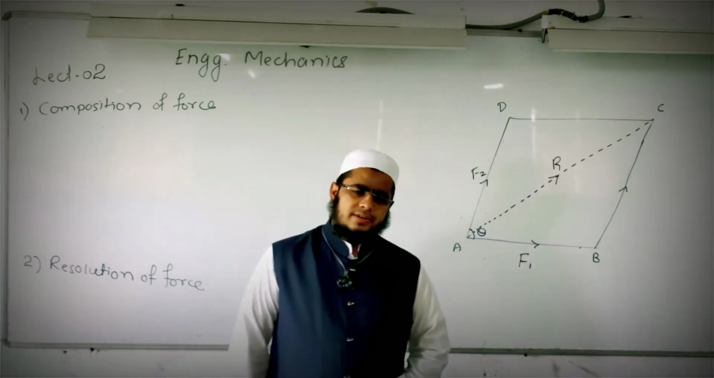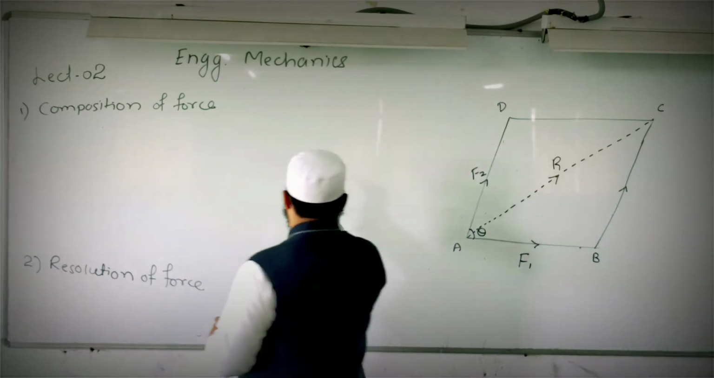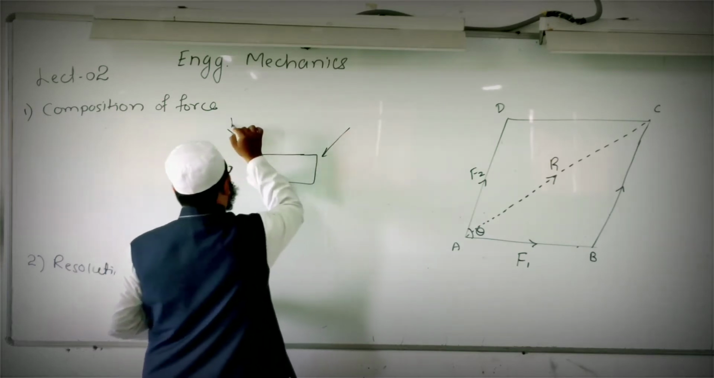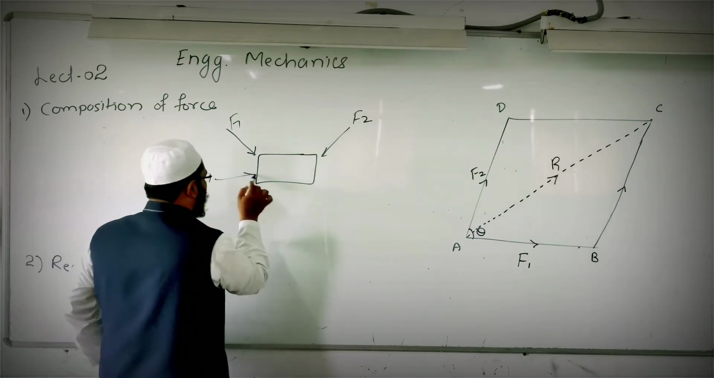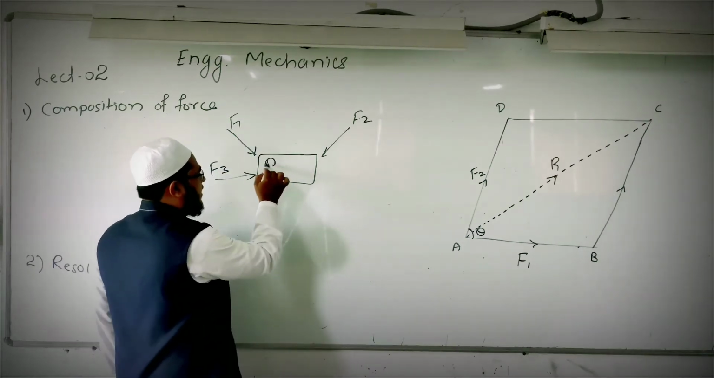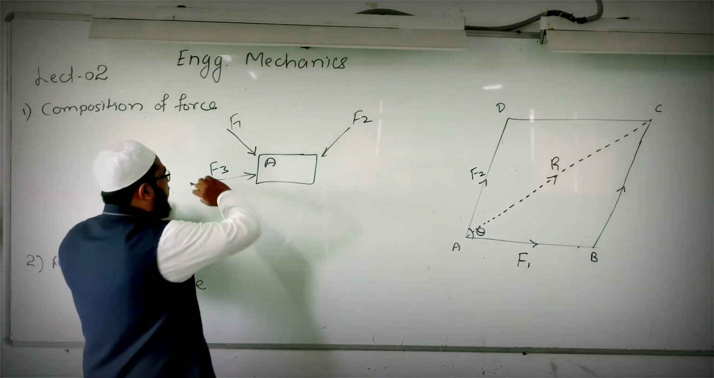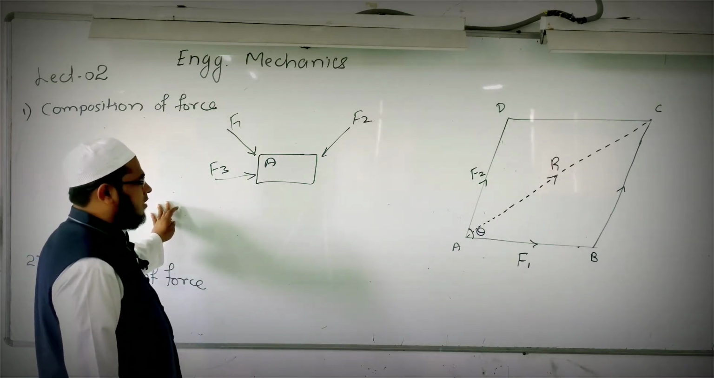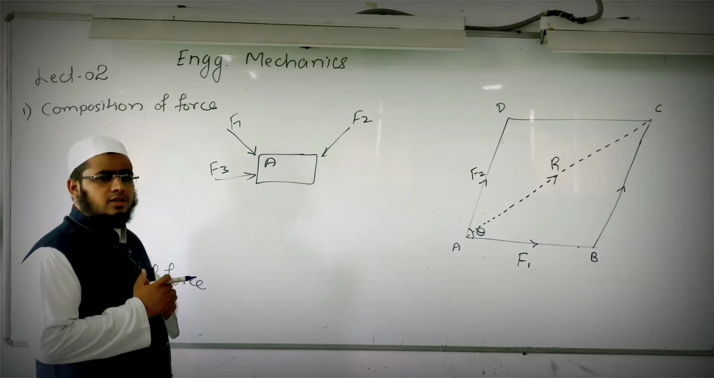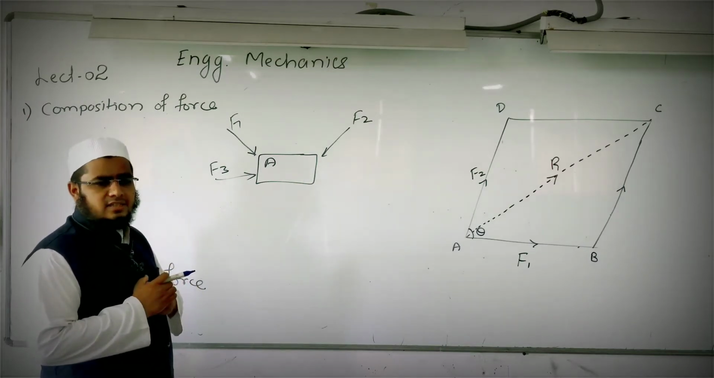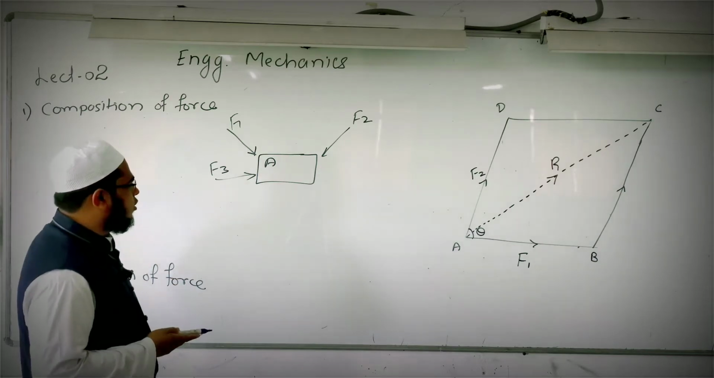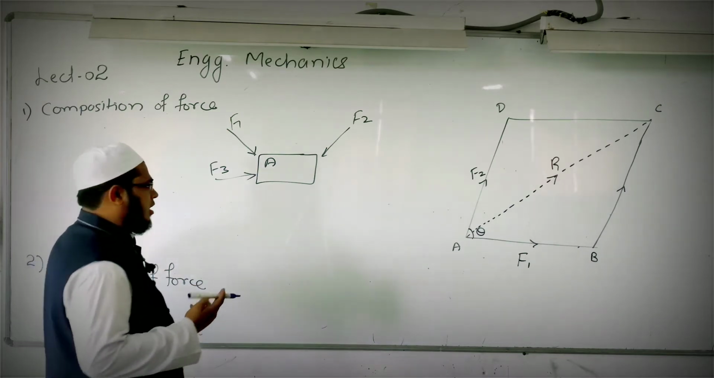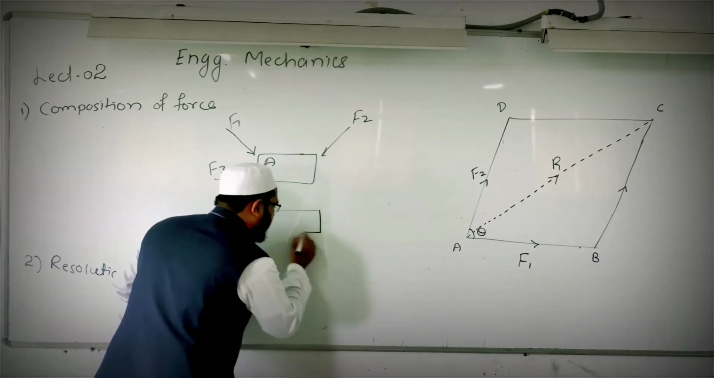Why is composition required? Whenever an object is under the action of forces, assume that F1, F2, F3, these three forces are acting on block A. Then we have to find out what is the effect of all these forces on block A. To determine the effect, whenever vector quantities are acting simultaneously, it is very difficult to directly add and subtract the quantities. We will see a very good example.